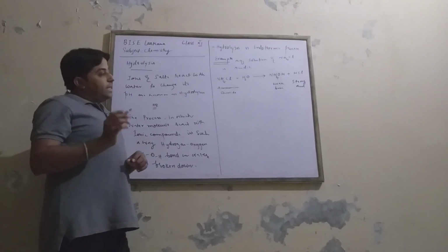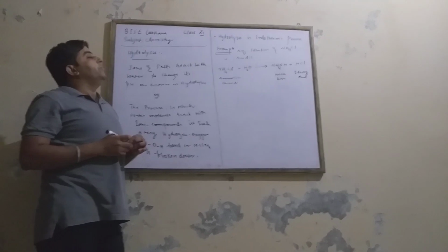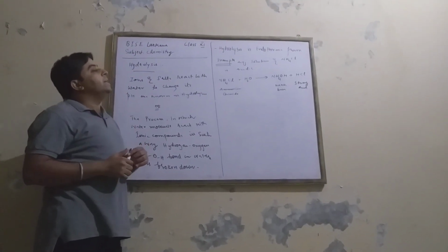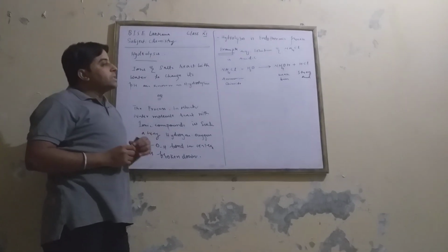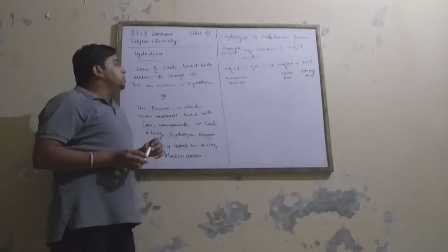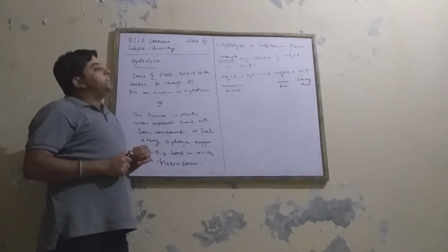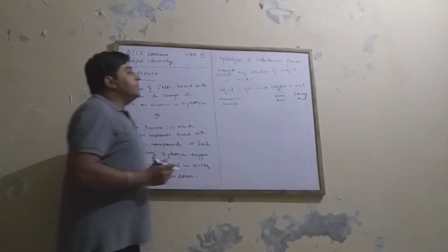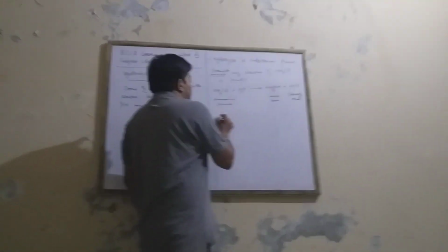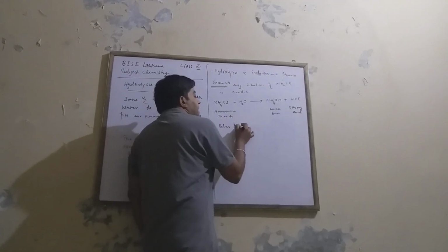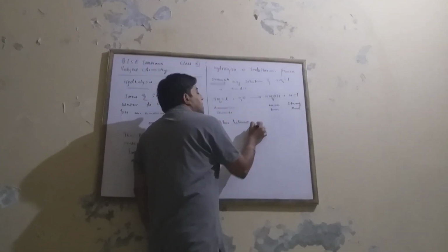How is it acidic? Because we are checking through litmus paper: more hydrogen ion concentration is produced than hydroxide ion concentration. The litmus paper changes from blue to red. It means blue to red is a property of acids: conversion of blue litmus to red.